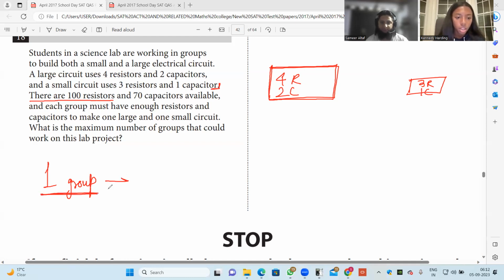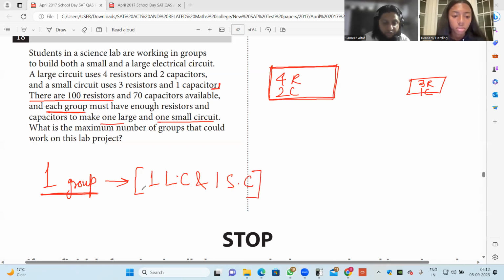They're building at least with 1 group. At least 1, right? At least 1, yeah. Each group must have enough resistors and capacitors to make 1 large and 1 small circuit. So they're telling you each group has to make at least 1 large circuit and 1 small circuit. But we're having a total of only 100 resistors and 70 capacitors.